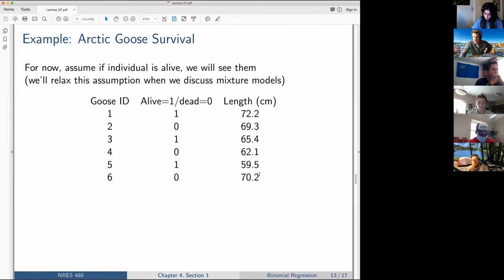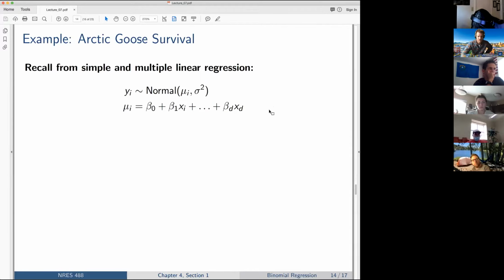And we can start to ask questions like, does size of the bird affect its survival? Do larger birds survive better than smaller birds? We can collect more than just length. We can collect all types of information. And we want to collect this information to ask our hypotheses about why a bird survives from one period to the next. All right, so we're just going to extend our linear regression models so that we can use these types of data.